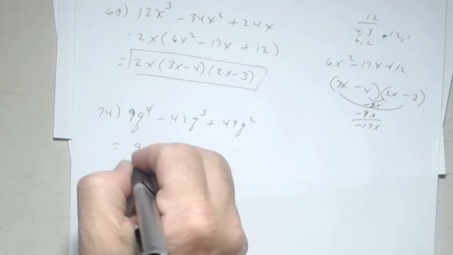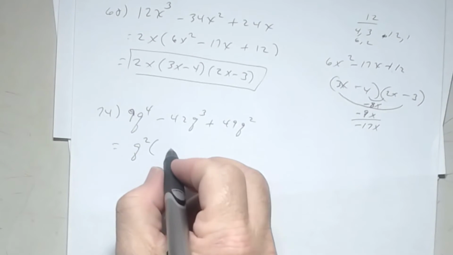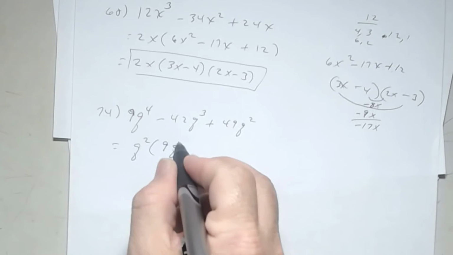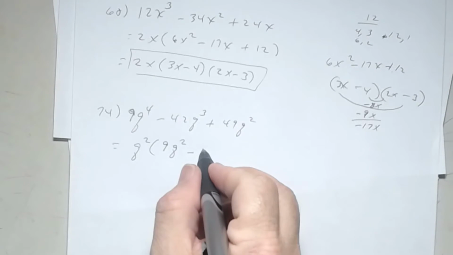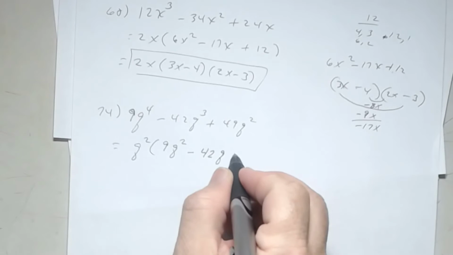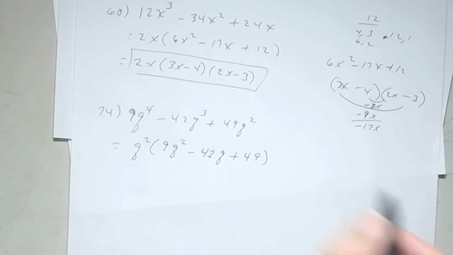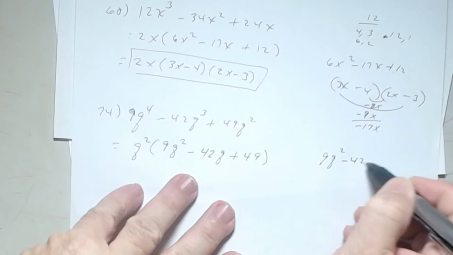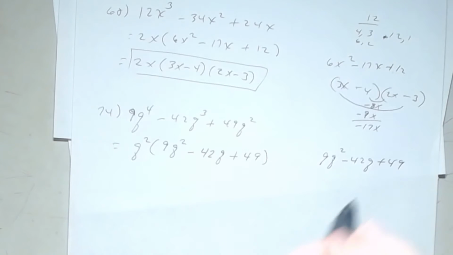Right, at the minimum. So q squared, and then what do I have left? 9q squared minus 42q plus 49. So now let's go off to the side and look at 9q squared minus 42q plus 49. What do you notice, or what do you think this trinomial is? It's a perfect square. All right, and you can determine that.